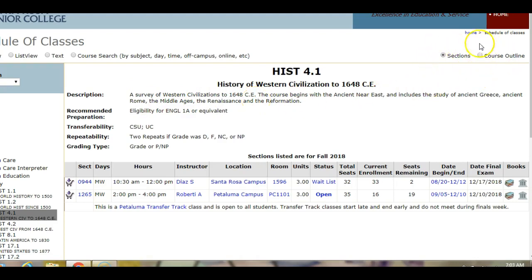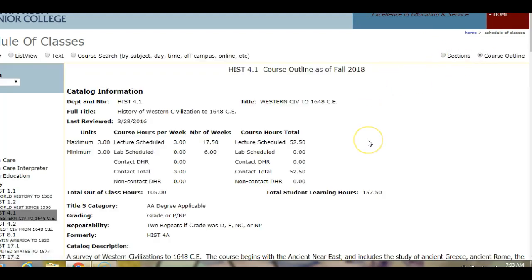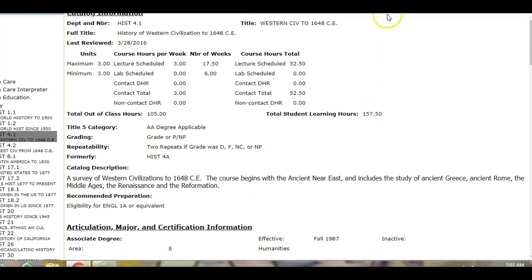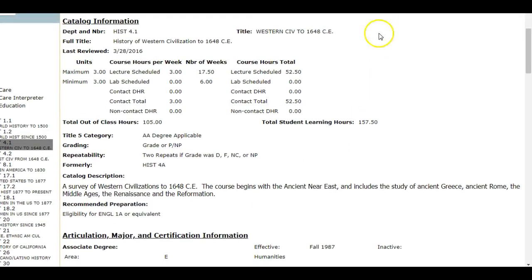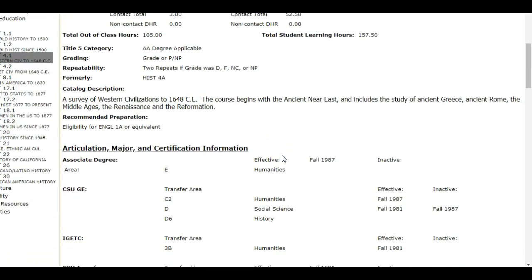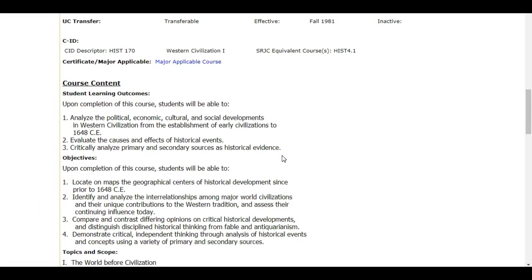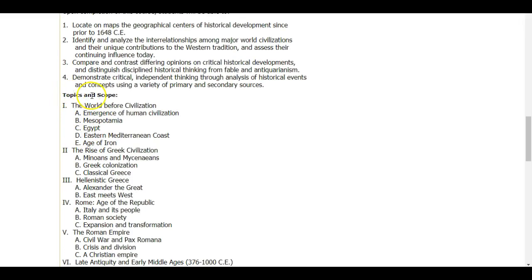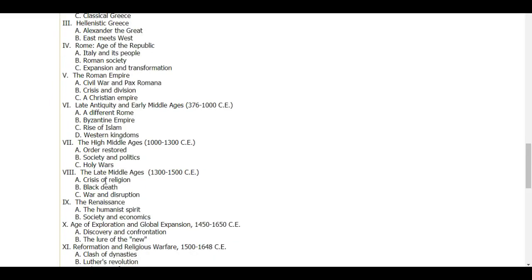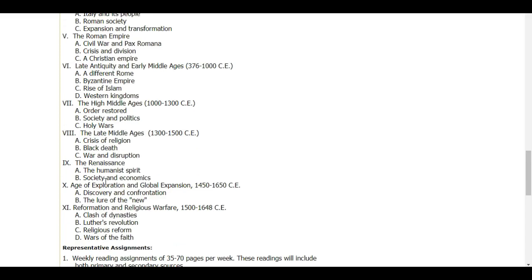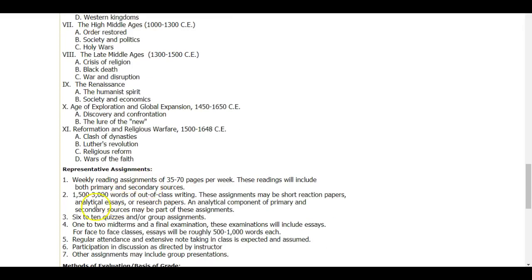Up in this area, if you change it to course outline, you're going to get more detailed information of what this class is all about, okay? And so you can see the descriptions there. You keep scrolling down, you're going to get course content, okay? What are the learning outcomes? What are the objectives of the class? Here's the topics and scope. So here's all the different areas that are going to be talked about in this class, everything that you would learn. Here's representative assignments, okay?